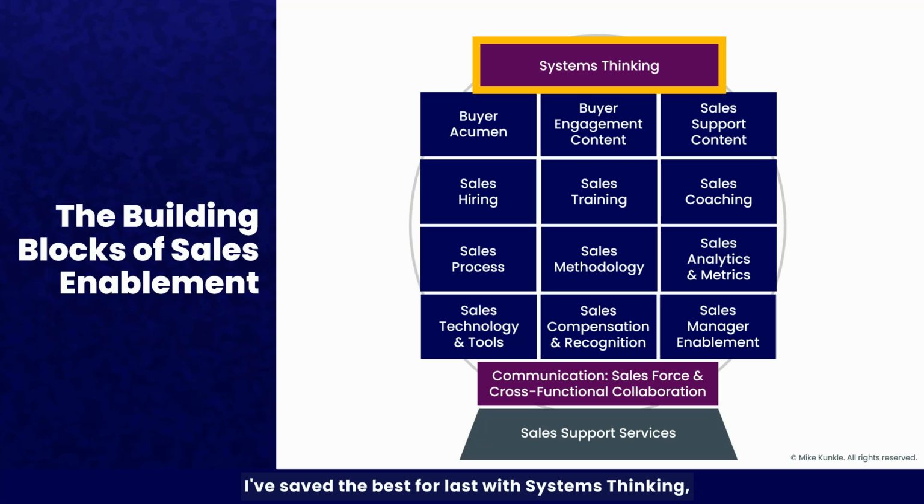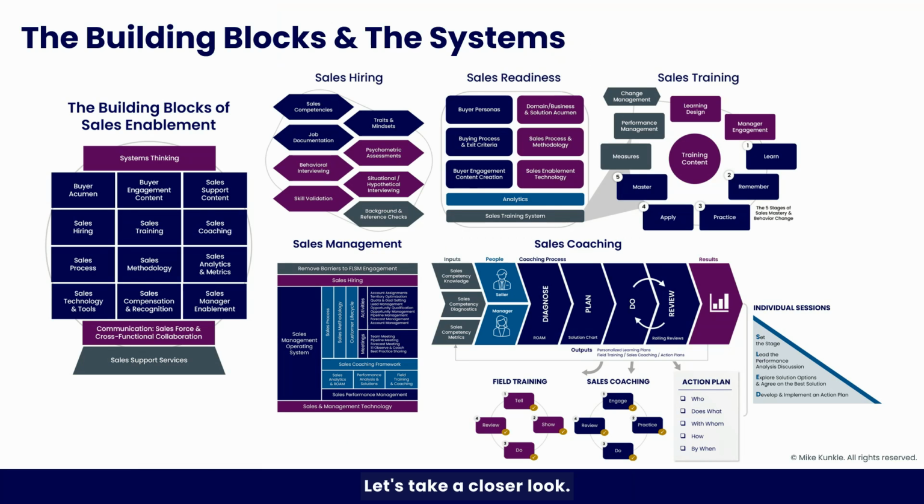I've saved the best for last with systems thinking, which is key to getting results. I'm specific about saying systems thinking to hopefully avoid confusion with computer systems, software, or automation, although those things can be used to support systems thinking. Getting smooth running systems in place is key to creating repeatable, replicable, scalable, and predictable results. But what does this mean in reality? Let's take a closer look.